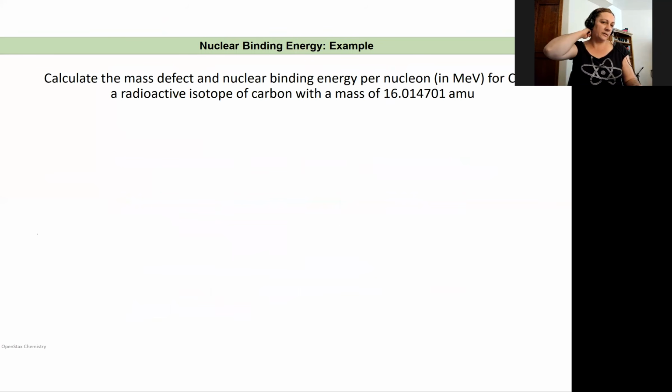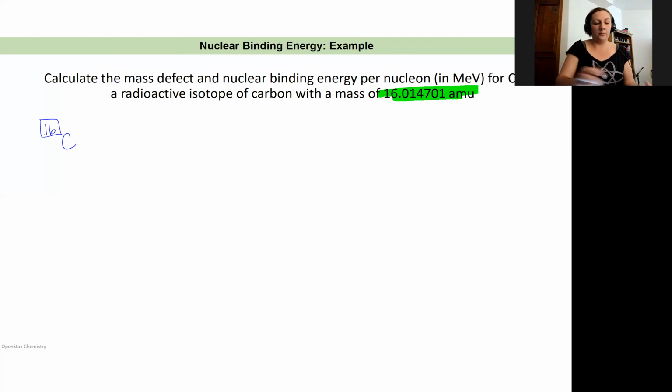So we're going to talk about the mass defect and the nuclear binding energy for carbon-16, and we're given the mass of the isotope's nucleus. And so the information that we need to use is the mass of the proton and the neutron, but we also need to determine how many of those particles we actually have. And for carbon-16, that 16 is the mass number. It's often written up here in the upper left-hand corner, but you'll also see it written as a dash following the element symbol as well.